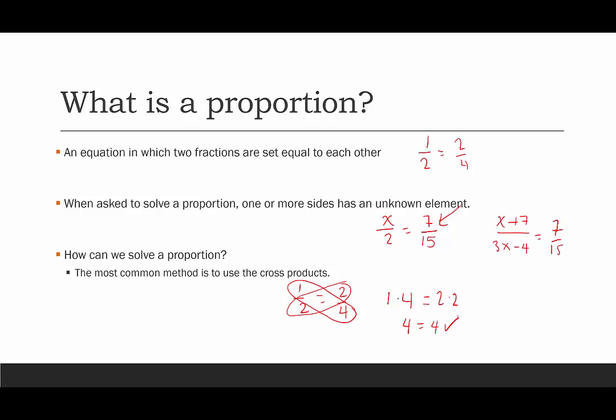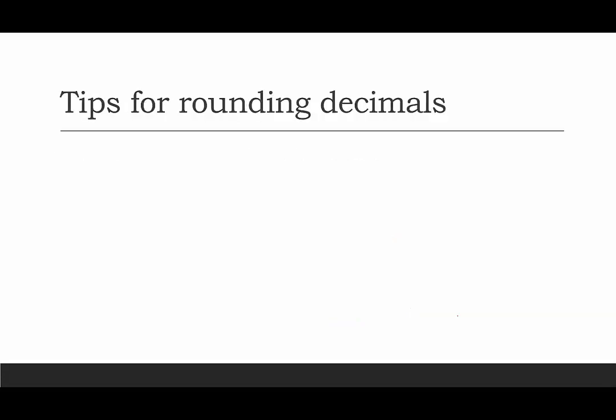Typically what we do is determine the cross products and then solve for the missing piece or the variable. Before we look at examples, one more thing. Let's look at some tips for rounding decimals. The place to which to round should be indicated. It might say the 10th place, which is 1 digit behind the decimal point. It might say the 100th place, which would be the second place behind the decimal, the 1000th place, and so forth. So it should tell us which place to round to.